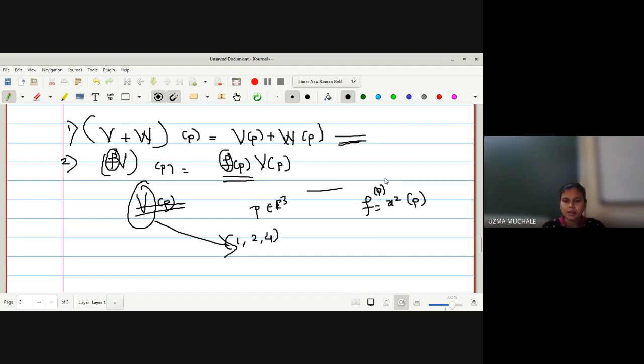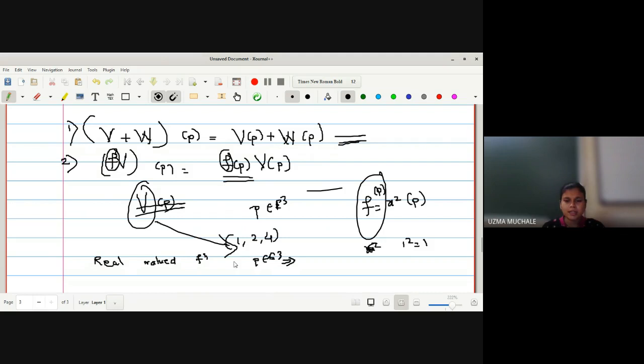What will be the value of f at a point p? It is x square, and suppose p is (1, 2, 4). What is the value of x here? 1. So 1 square is equal to 1. So the value of the function is equal to 1, and that is a scalar. So the value of a real valued function evaluated at a point p of E3 space is a scalar.